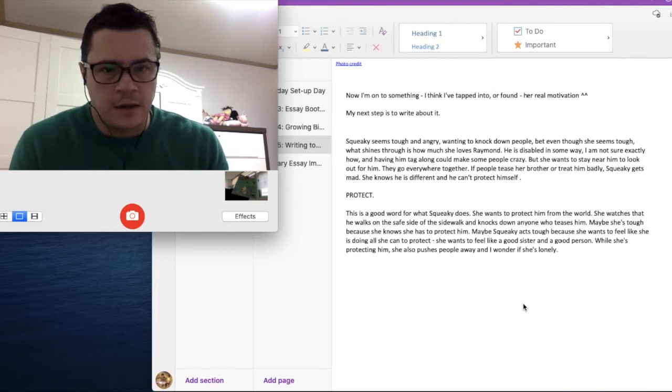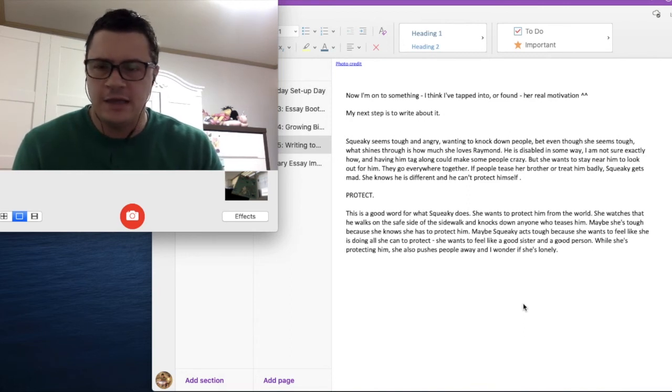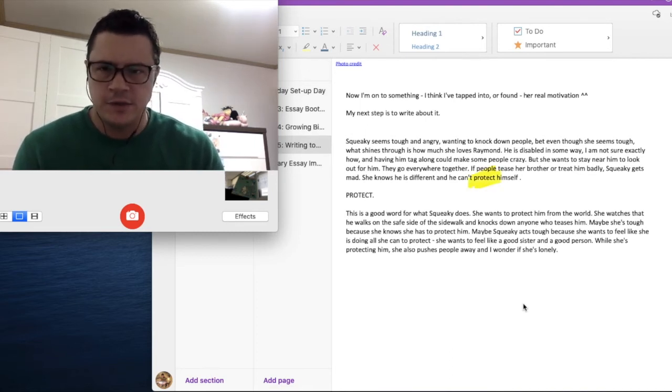Okay. He's disabled in some way, I'm not exactly sure how, and having him tag along could make some people crazy, but she wants him to stay near her all the time so she can look out for him. They go everywhere together. If people tease her brother or treat him badly, Squeaky gets mad. She knows he's different and he can't protect himself. So here I was just writing, and I put this word protect down, as I was writing it, I realized that protect is a good word to fit with how she wants to feel. Right? So she acts tough to protect her brother, and the result of that is a feeling of being a good person.